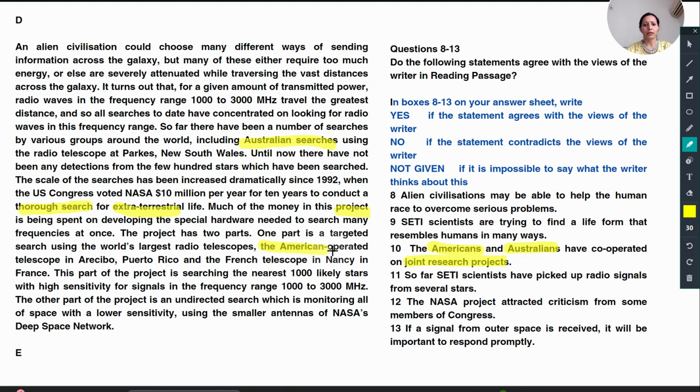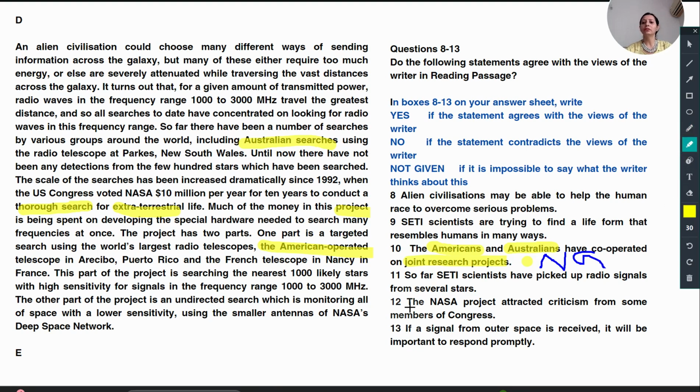The American operated telescope is here. Australian searches are also there. American searches are also there, but they are not talking about any cooperation on joint research. So now, what about your answer? Now you are also testing yourself. Now tell me the answer. I have got my answer. It is not given. Okay, at the end I will definitely show you the answer sheet.